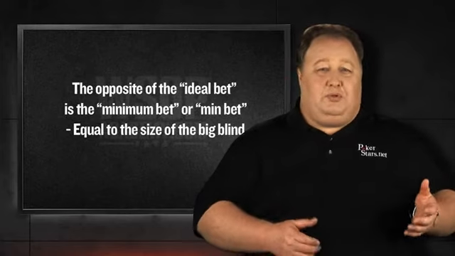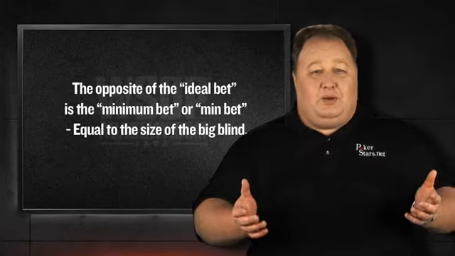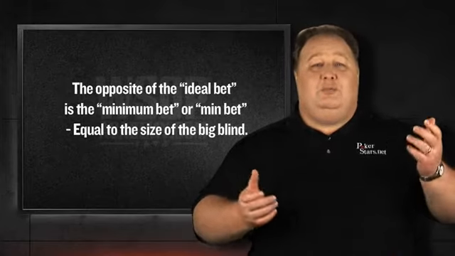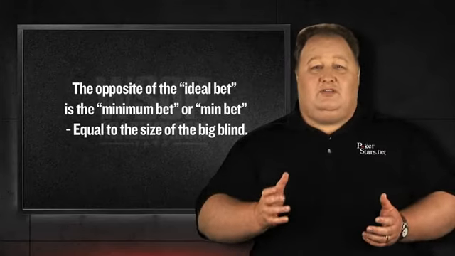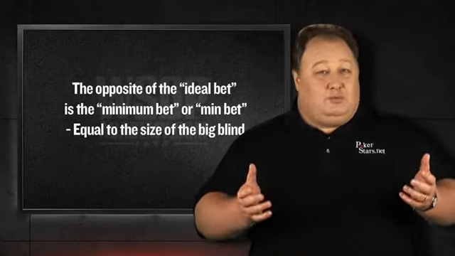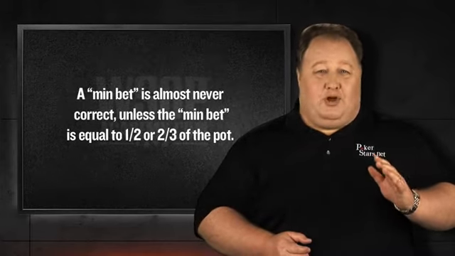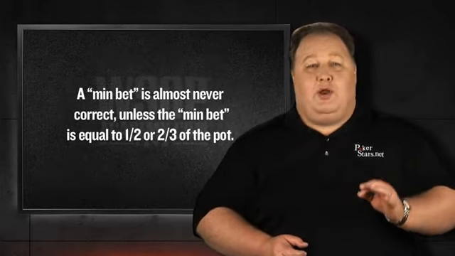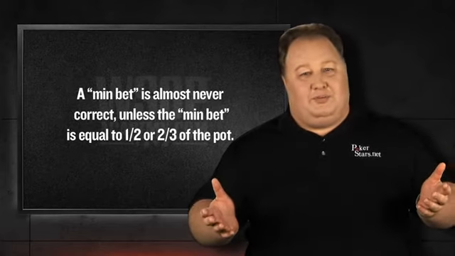But if 5 people have limped into the pot at 25-50 blinds, a min bet would mean you're betting 50 into a pot that already has 250, and you're now giving your opponent 6-to-1 pot odds to call, which means they can call with almost any 2 cards. In short, a min bet is almost never correct, except in rare cases where the min bet is actually equal to 1/2 or 2/3 of the pot.